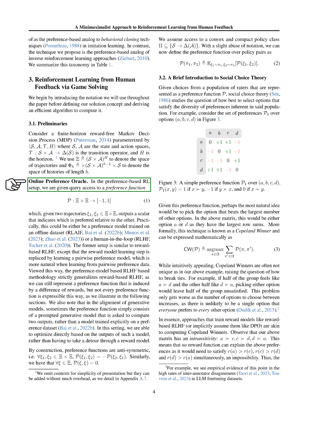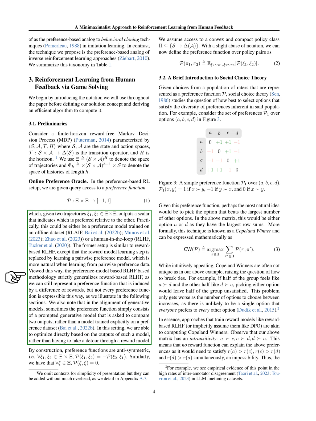In the preference-based RL setup, we are given query access to a preference function which, given two trajectories, outputs a scalar that indicates which is preferred relative to the other. This could be either a preference model trained on an offline dataset or a human in the loop. The former setup is similar to reward-based RLHF, except that the reward model learning step is replaced by learning a pairwise preference model, which is more natural when learning from pairwise preference data.